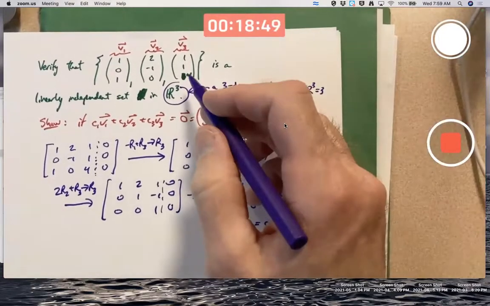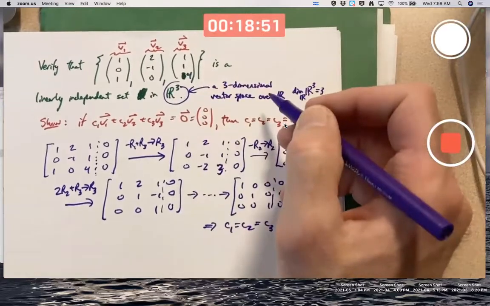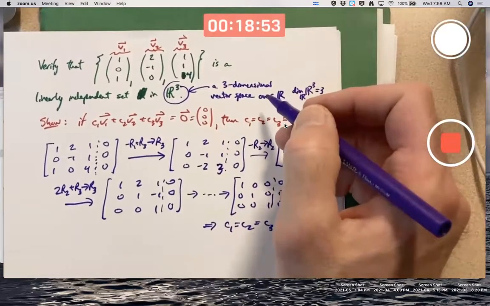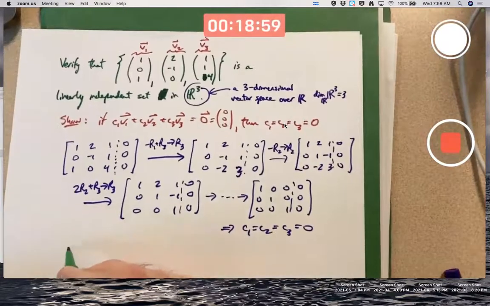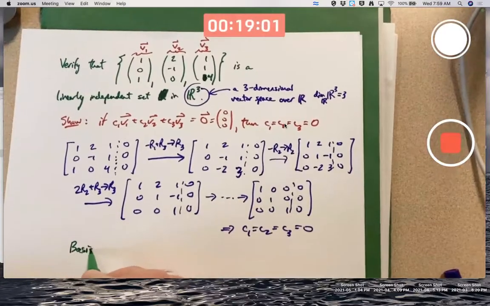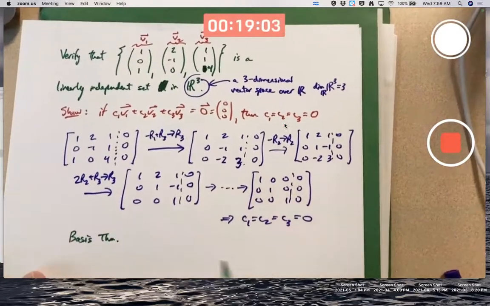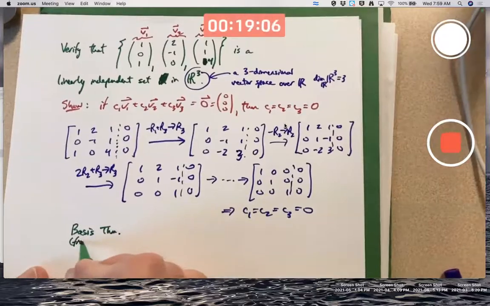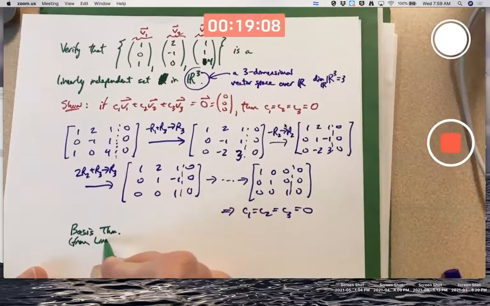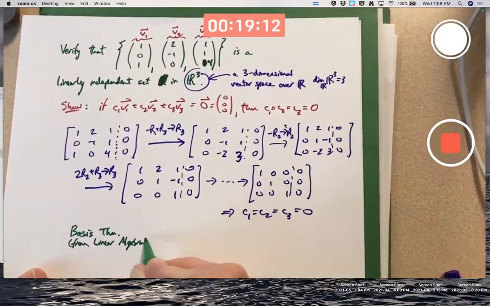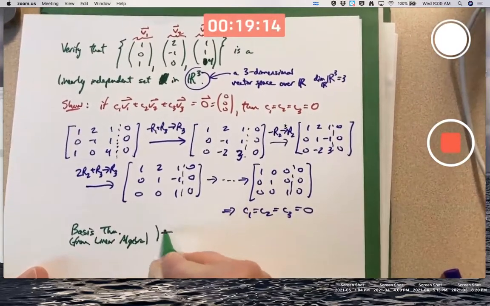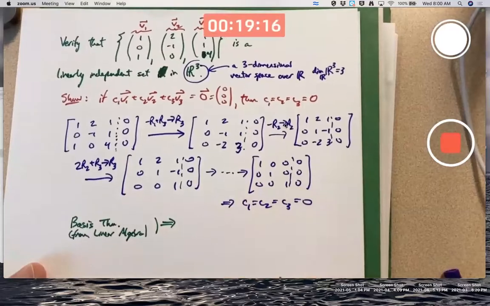Three linearly independent vectors in a three-dimensional vector space will automatically be a basis. They'll automatically span R3. That's the basis theorem. Basis theorem from linear algebra, which is not in our textbook. So would I require you to know it? Probably not. If I had you need it on an exam problem, I'd probably remind you what it is.